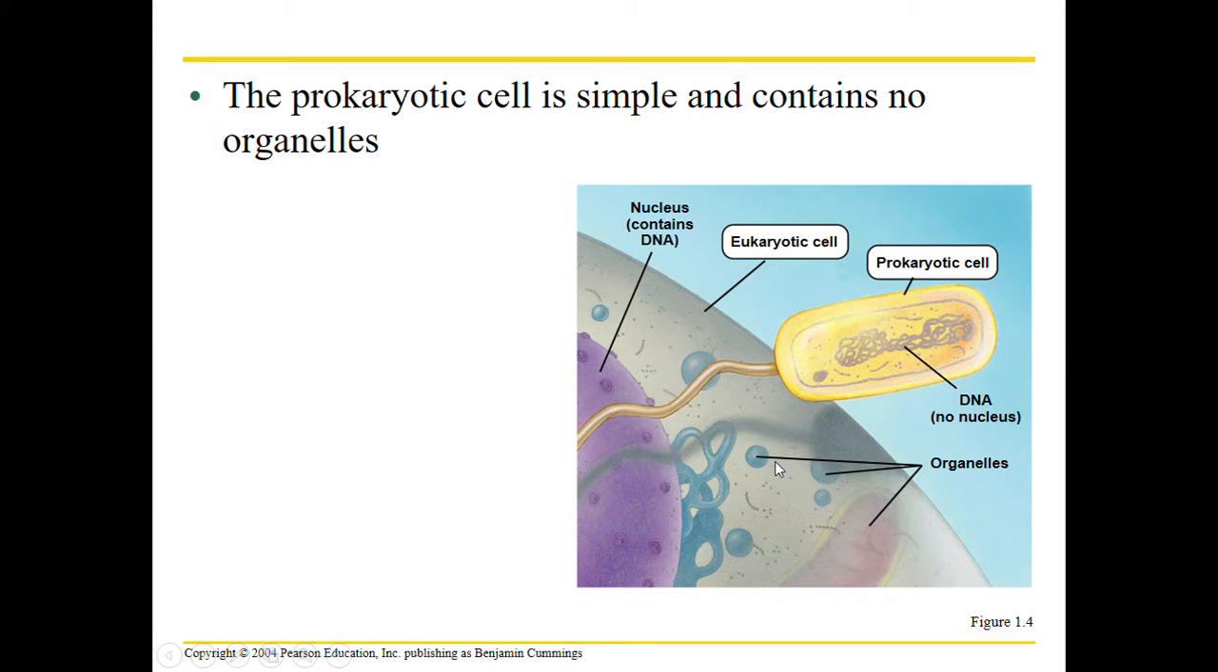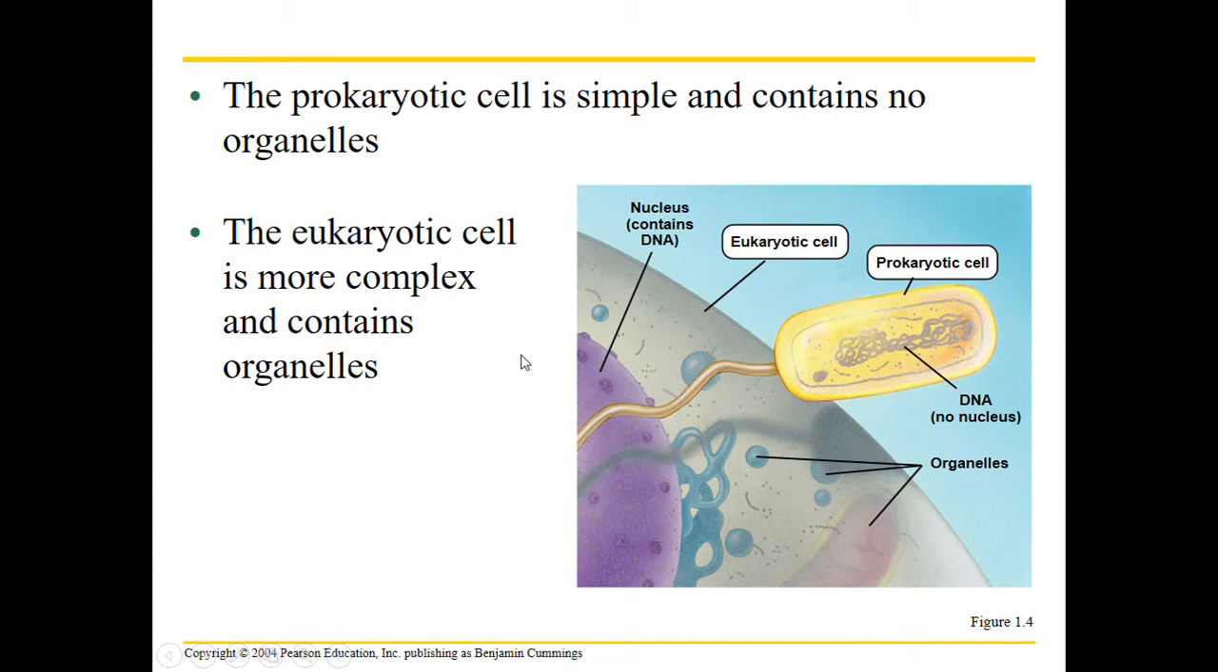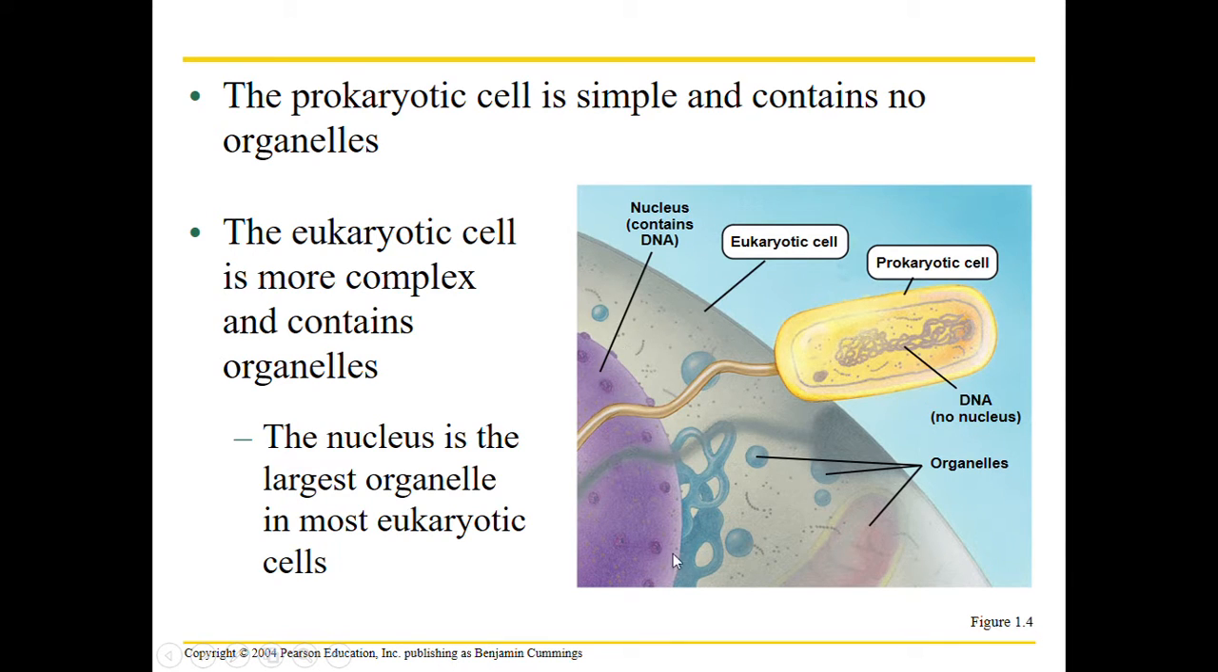These are other little organelles. I just talked about the nucleus being an organelle. The cell has organelles like our body has organs, is the easiest way to remember it. Organelles are just parts of the cell that perform specific functions, which we will talk about more in a later chapter. So the eukaryotic cell is more complex, and it contains organelles that I just talked about. And the nucleus is the largest.